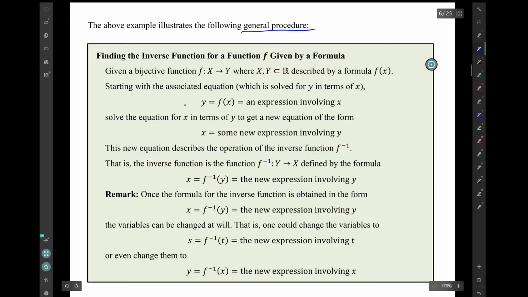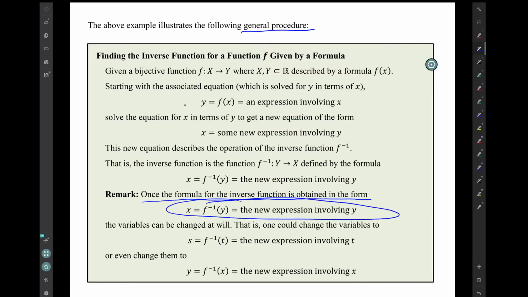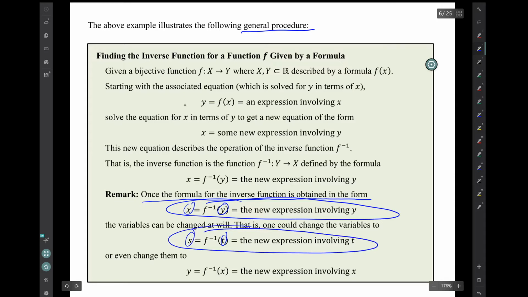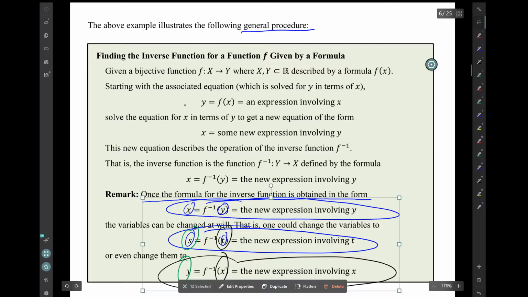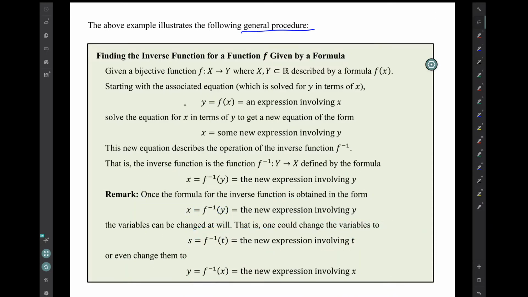Now keep in mind, once you have the formula for the inverse function obtained in this form, you can change the variables. So you could replace the y with t, and you could replace the x with s. So then you'd have s equals some expression involving t. And then you could replace the s with y, and you could replace the t with x, and we could get y equals some new expression involving x. So if you prefer to have functions with x as the variable, you can always get them later.